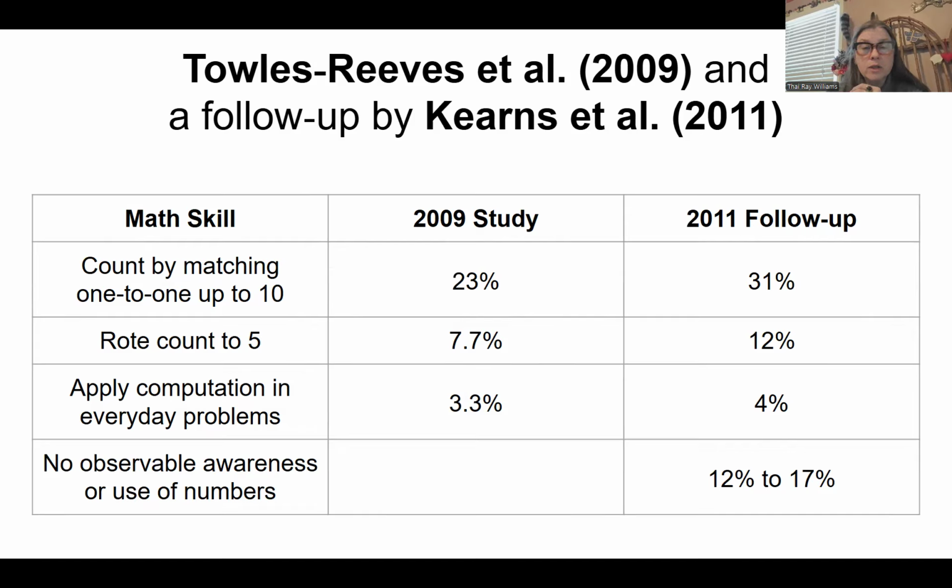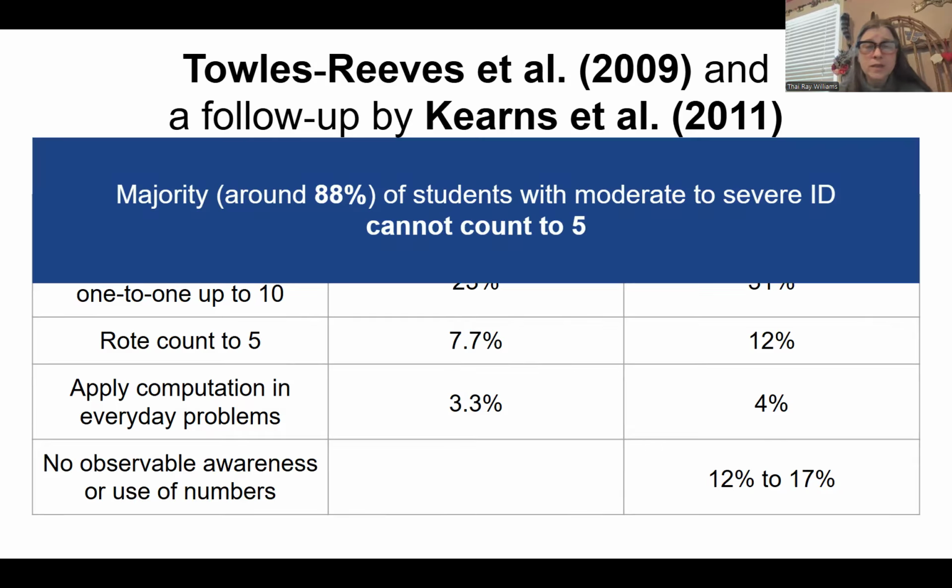When we look at applying computation in everyday problems, that could be addition, subtraction, or multiplication, in 2009 it was only 3.3%, and by 2011 it had only risen to 4%. Now, Kearns et al. did another measure, looking at no observable awareness or use of numbers. And between 12 and 17% of students with moderate to severe disabilities have no awareness of use of numbers. And so what does this tell us? It tells us that the majority of students with moderate to severe intellectual disability can't count to 5.